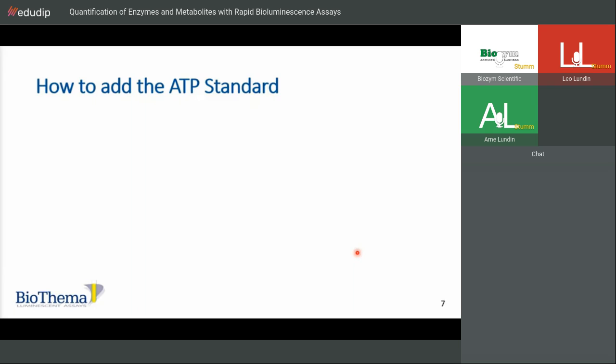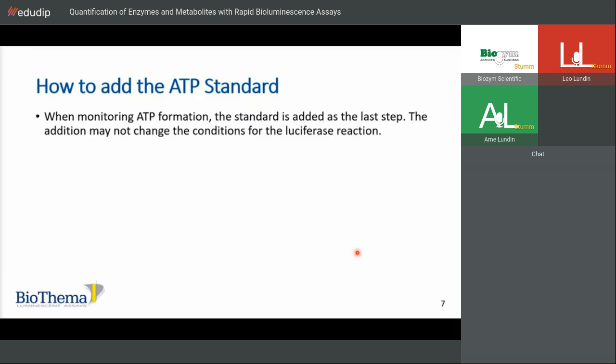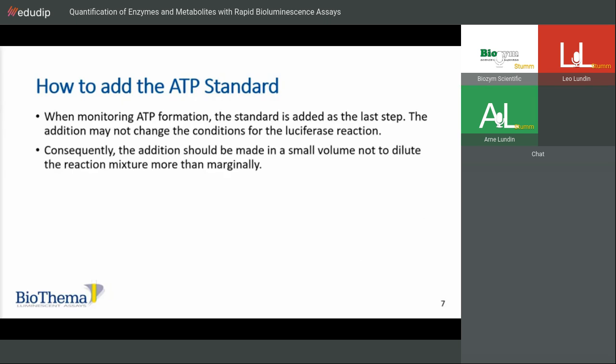How do you add the ATP standard? When monitoring ATP formation, the standard is added as the last step. The addition may not change the conditions for the luciferase reaction. Consequently, the addition should be made in a small volume, not to dilute the reaction mixture more than marginally.